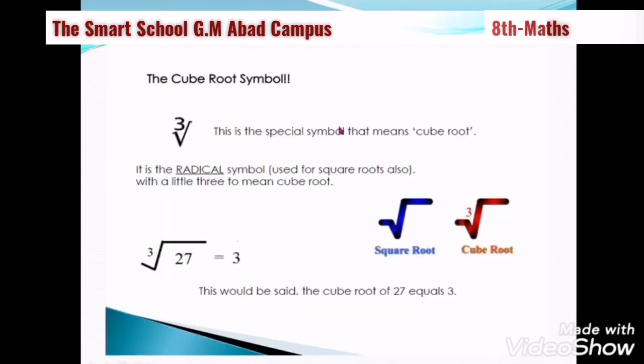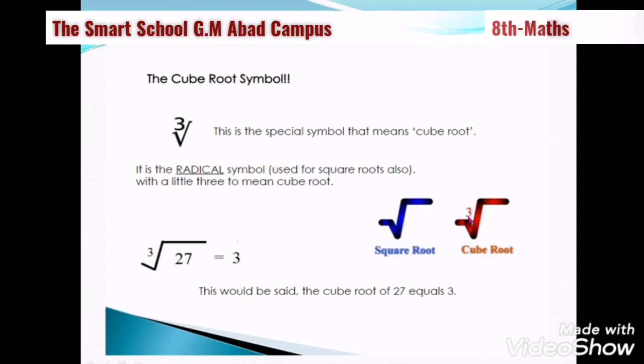Now look at the symbol of cube root. You are very well acquainted with the symbol of square root. As you can see here, this is the sign of square root and this is the sign of cube root. So what is the difference? Here there is no digit, no number, but here there is a little 3. This number is the identification that this root is a cube root, and where there is no number, that means it is a square root, because the square root starts from 2. Square means 2, so this is square root and this is cube root.